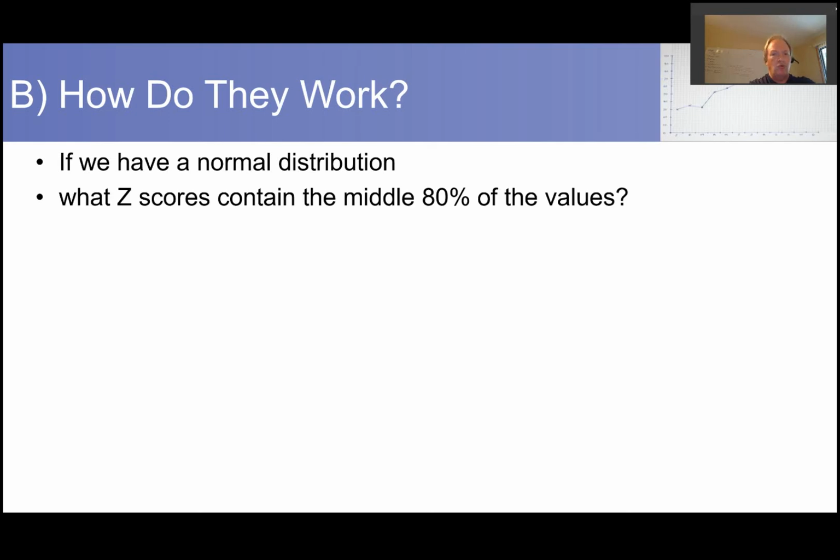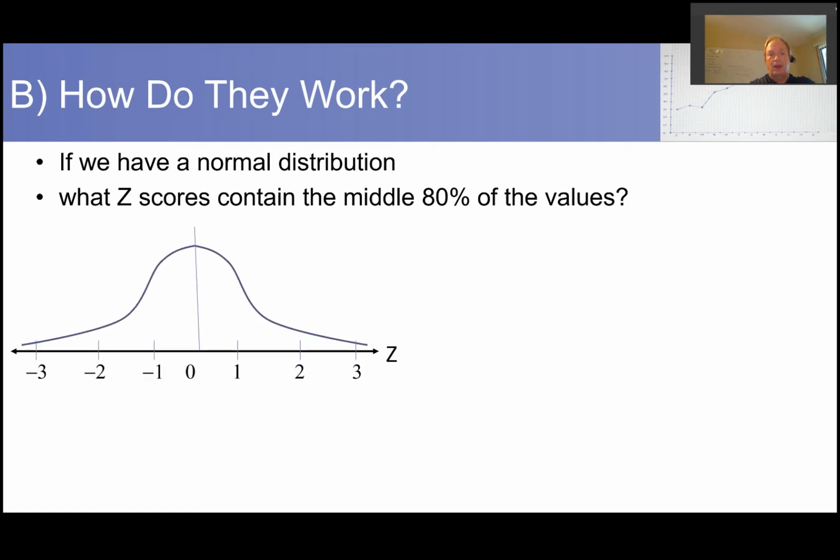So if we have a normal distribution, let's ask the question, what Z-scores contain the middle 80% of the values? You should remember that the homeworks talk a lot about the symmetric interval that contains 80% of the values. This is what they're talking about. Let's do a little sketch.